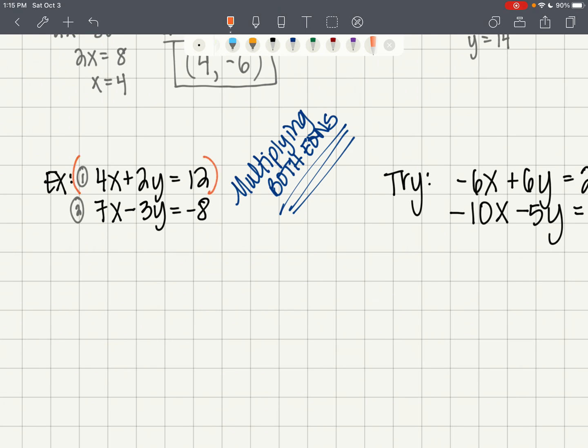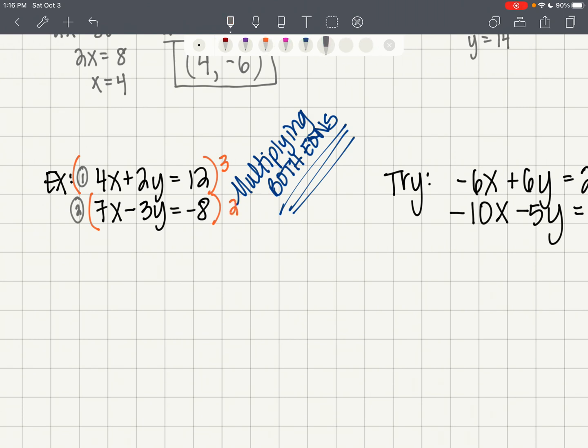So we're going to multiply the first equation by 3, which will give me a 6y. And we're going to multiply the second equation by 2, which will give us a negative 6y. I'm going to erase that. If you need to play that again, you're more than welcome to do that. I'm multiplying the first equation by 3 and the second equation by 2.